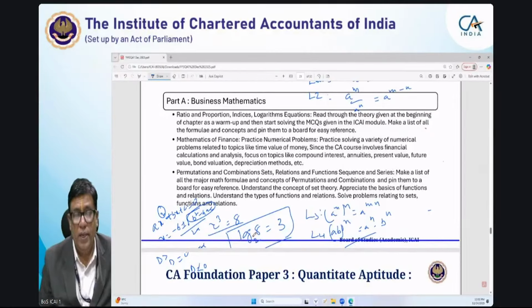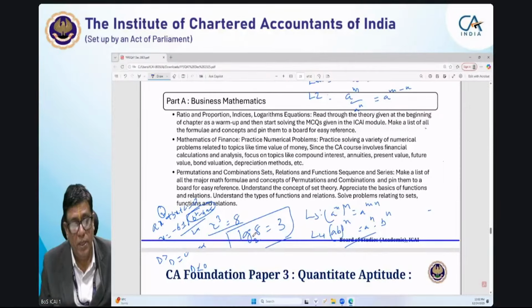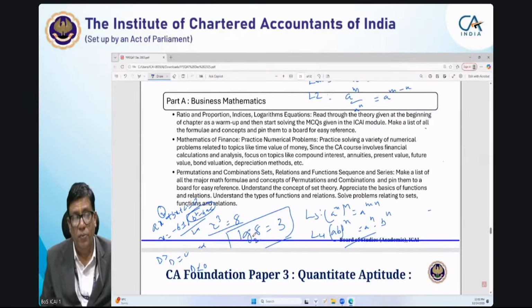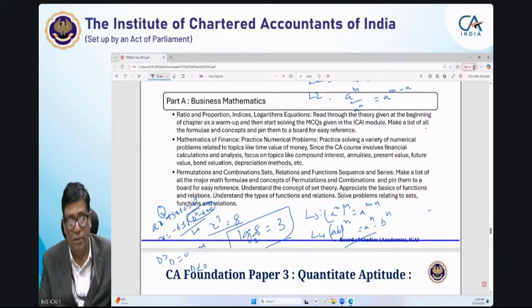Practice numerical problems, solving a variety of numerical problems related to topics like time value of money. Since the CA course involves financial calculation and analysis, focus on topics like compound interest, simple interest, annuities, present value, future value, bond valuation, and depreciation methods, which are very important from the examination point of view.